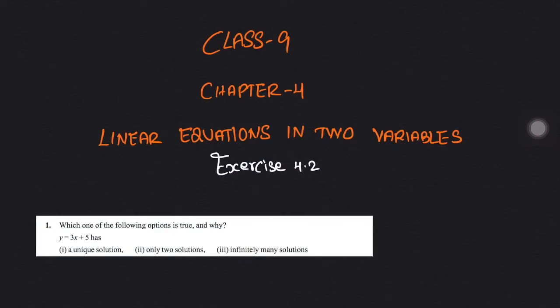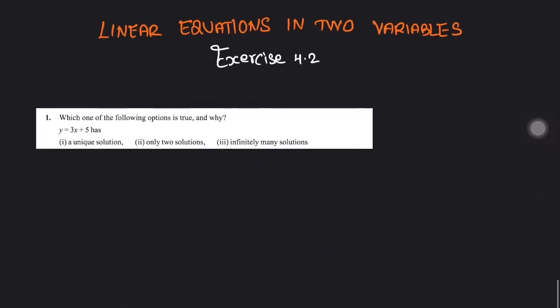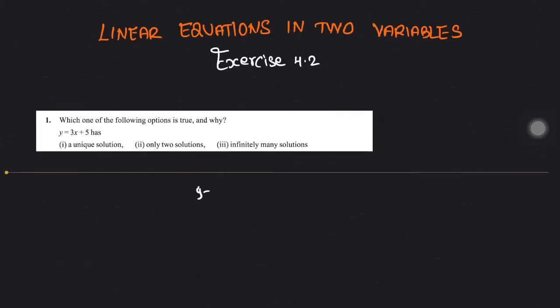Today we are going to discuss chapter 4, linear equations in two variables, exercise 4.2. The first question: which one of the following options is true and why? The given equation is y equals 3x plus 5. This is a linear equation and makes a line only. The answer is option 3. The reason is that a line has infinitely many points and each point is a solution of the linear equation. So option 3 is correct.